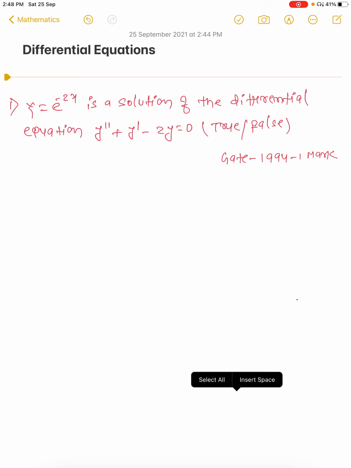y is equal to e to power minus 2x is a solution of the differential equation y double dash plus y1 minus 2y equal to 0. Is it true or false? We have to tell whether it is true or false. First check it.